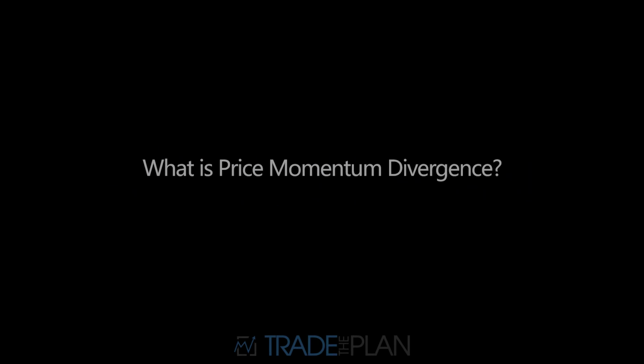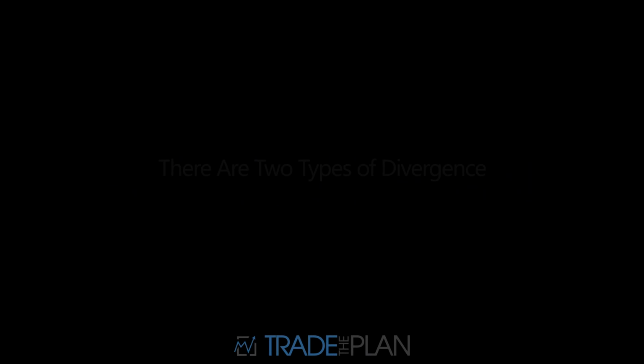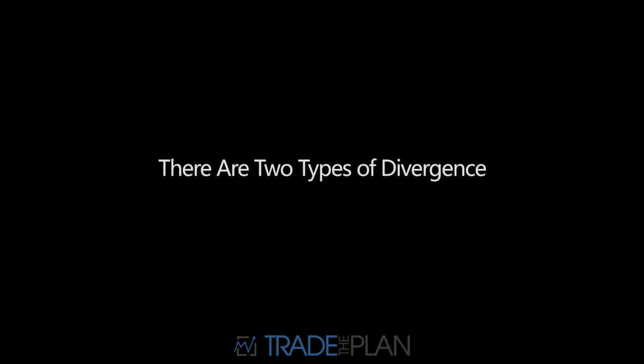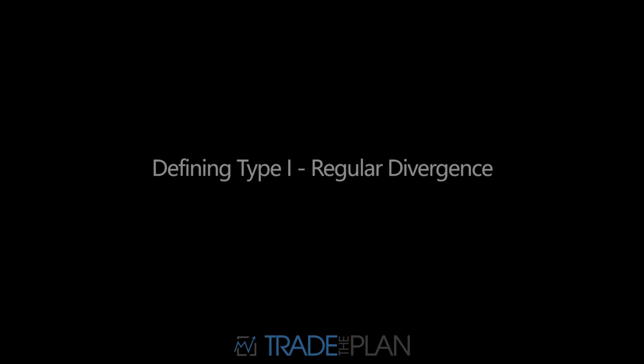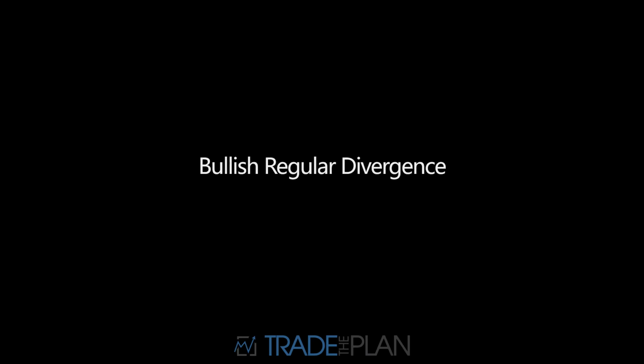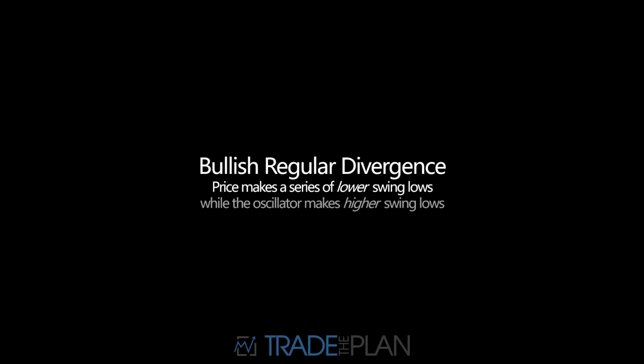So what is price momentum divergence? Well, there are two main types of divergence analysis. Type 1 is regular divergence, and type 2 is hidden divergence. So we'll be defining type 1 first, and with bullish regular divergence we have price making a series of lower swing lows while the oscillator makes higher swing lows.